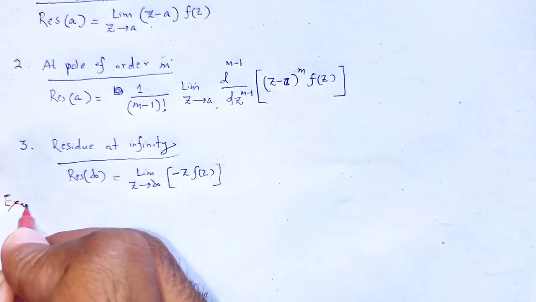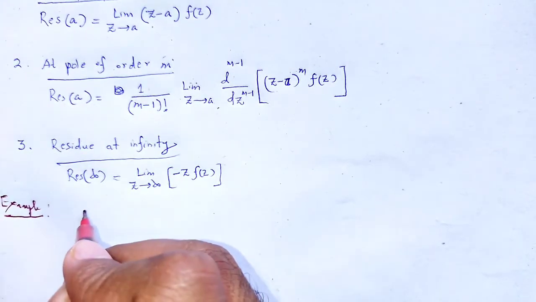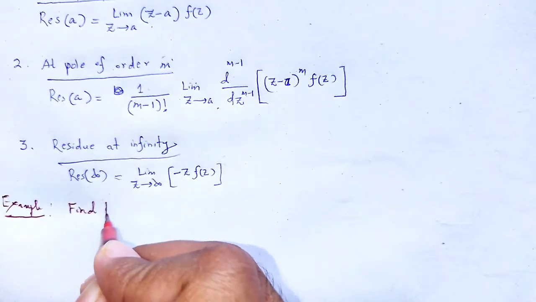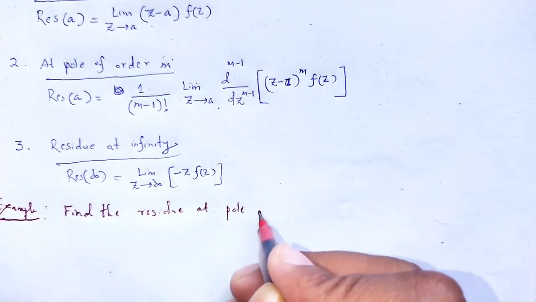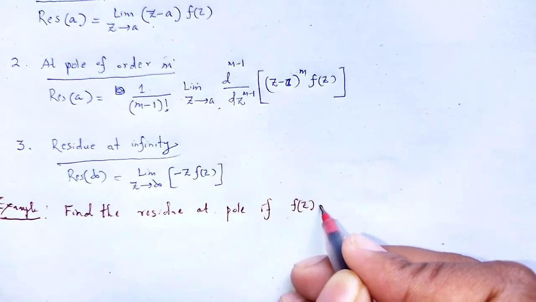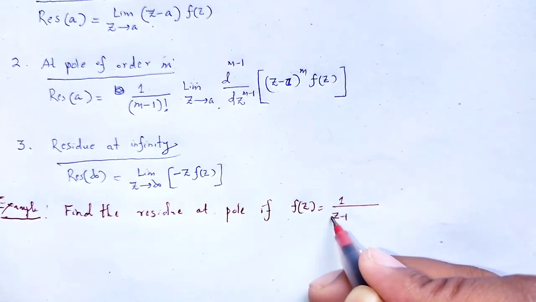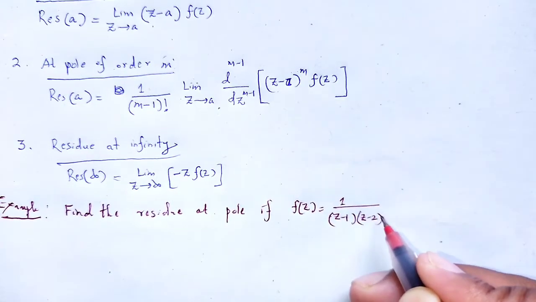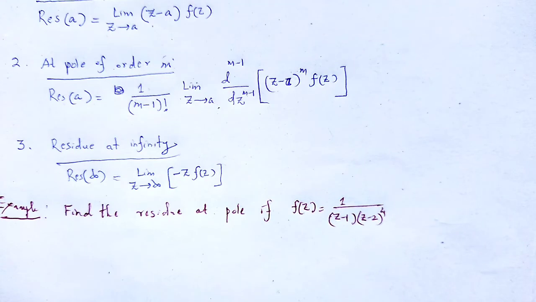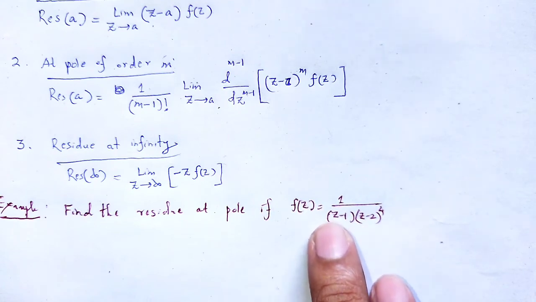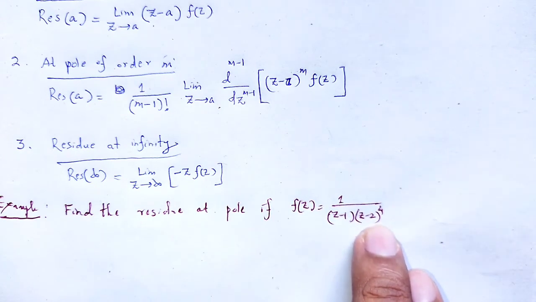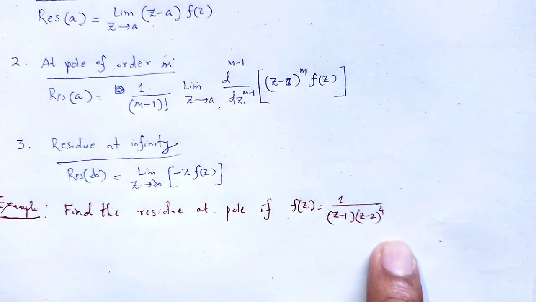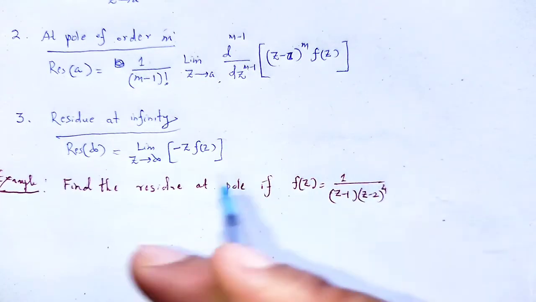Example: find the residue at the poles if the given function f of z is equal to 1 divided by (z minus 1) times (z minus 2) to the power 4. Look at the given function. It has two singular points, 1 and 2. Here 1 is a pole of order 1, and 2 is a pole of order 4. It is clearly visible from the function.